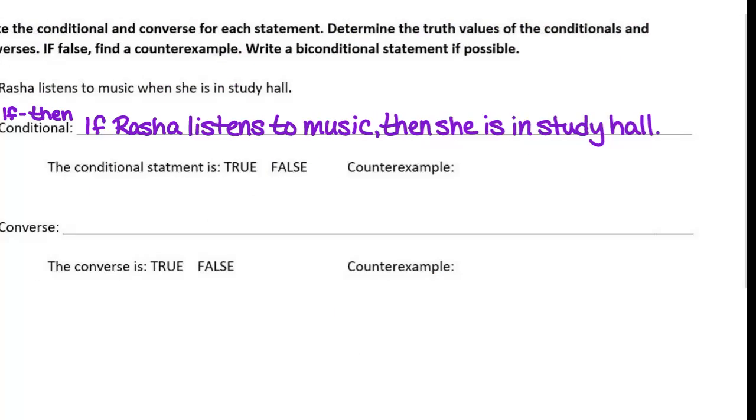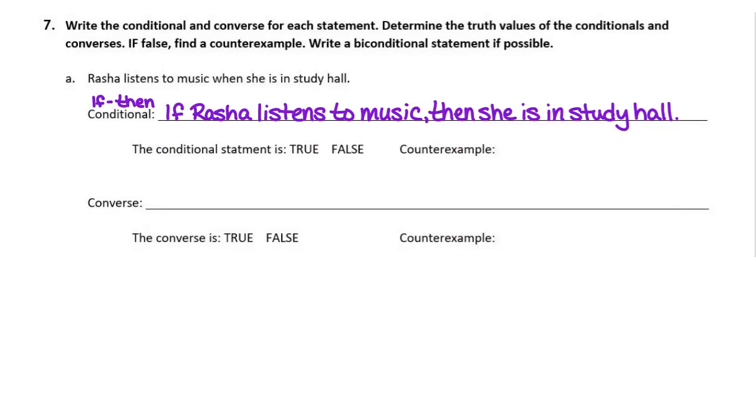Beautiful. Is that true or false? So remember, when we're looking at an if-then statement, if the first part's true, and that means the second part has to be true, then the whole if-then is true. So if Rasha listens to music, then she has to be in study hall. Do you think that's true or false? Somebody said false. Why false? You listen to music all the time. Where else could she be if she's listening to music? She could be at home, right?